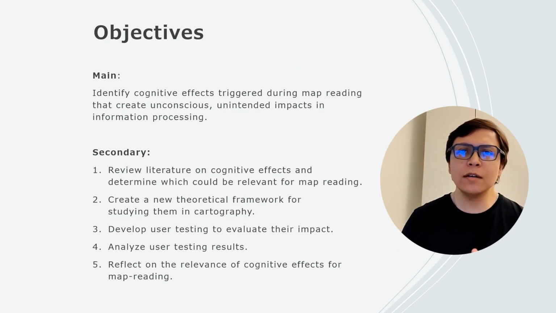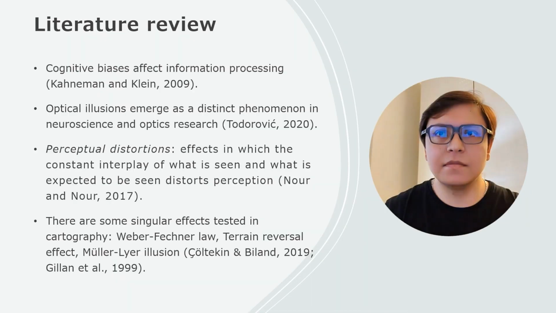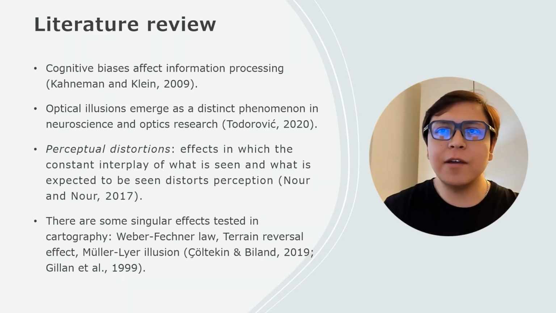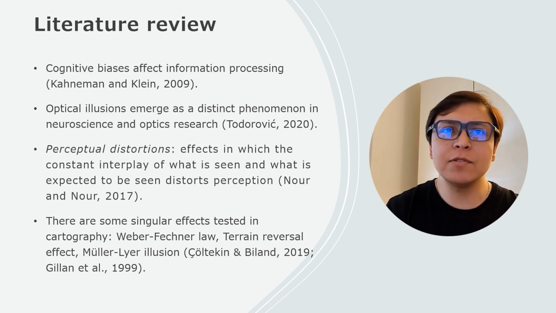To be able to fulfill this objective, I reviewed literature, I developed a user testing platform to test some effects, and then I analyzed and reflected on those results. In my literature review, I was able to understand the context of these effects, and I found out that there are two types of them: cognitive biases and optical illusions. And I proposed a concept, perceptual distortions, to be able to group them in a new theoretical framework.